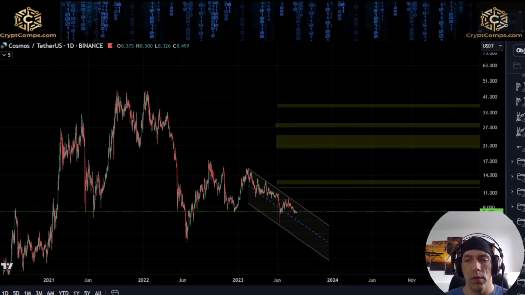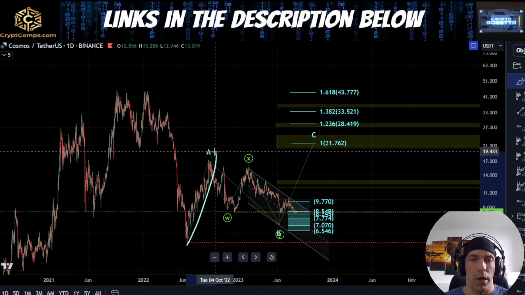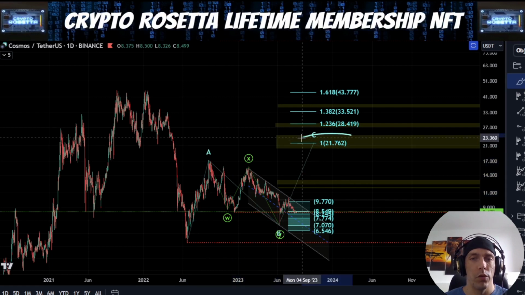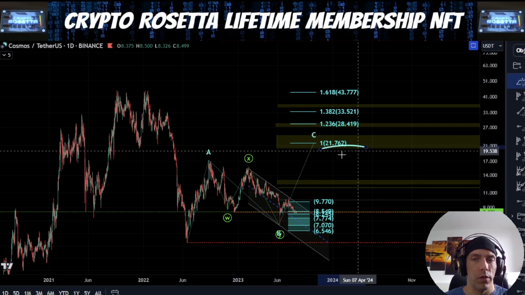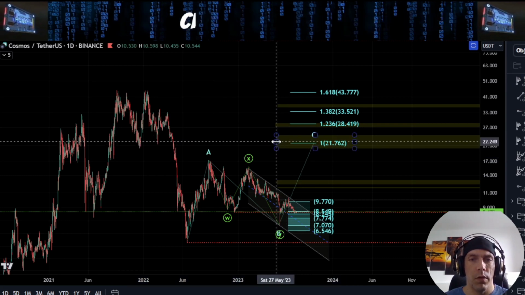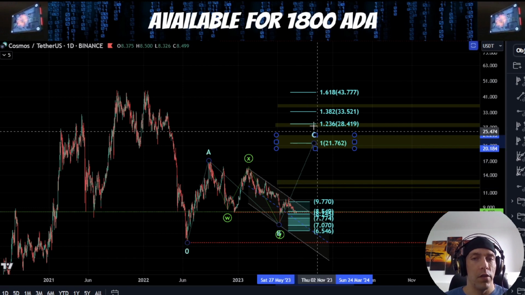Now, we could also see this move just develop to the upside in 3 waves, in which case what we'd be saying is that we have this as an A wave, this is a WXY, and we're looking for this C wave up. 1 to 1 would be here at this 21.76, and what we'd be looking for is potentially coming back up into this level. So we do have a target box up here between this 24.29 and this 20.18.